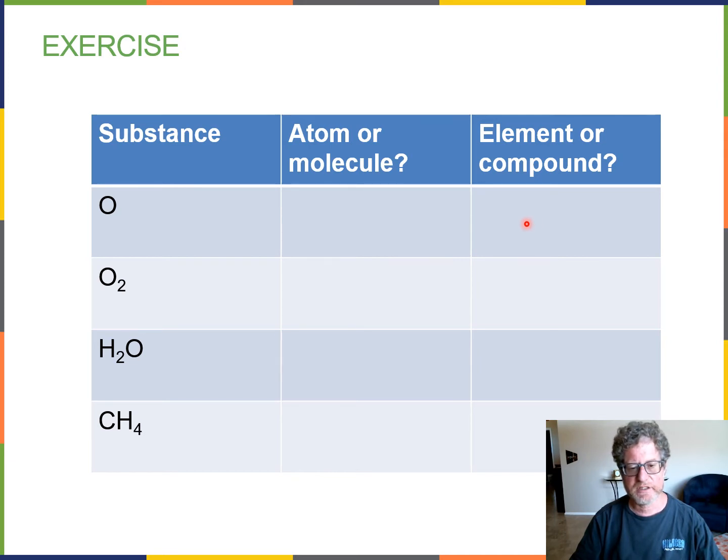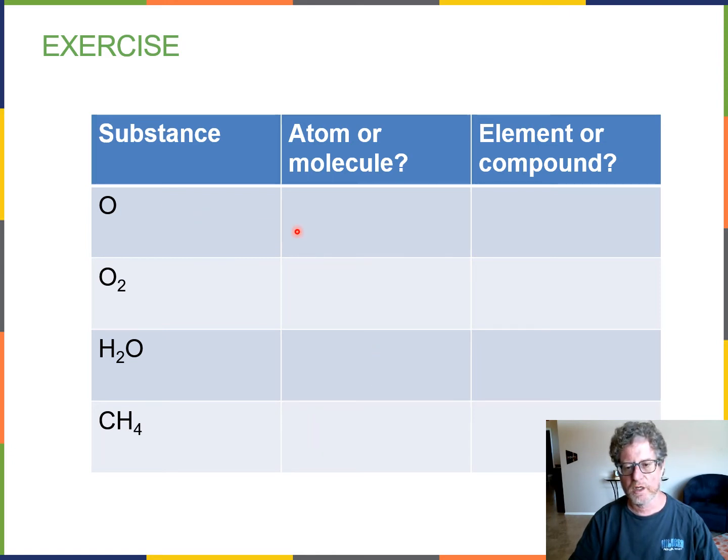All right, you think you have this down? So O stands for oxygen, and you have 1 particle of it here. So here O is an atom. O2 means 2 oxygen atoms are joined by covalent bonds. So here you have a molecule. H2O, 2 hydrogen atoms and an oxygen atom joined by covalent bonds, a molecule. And methane is CH4, a carbon atom joined covalently to 4 hydrogens. So that's a molecule as well.